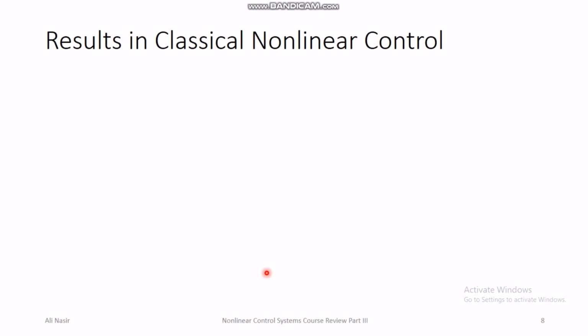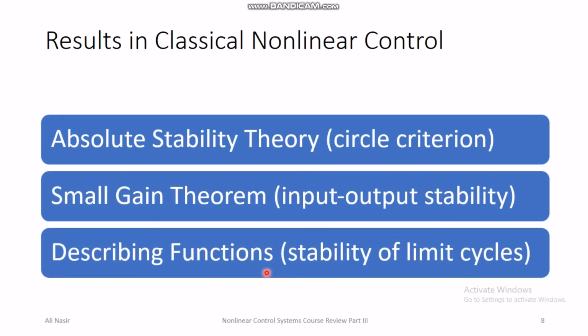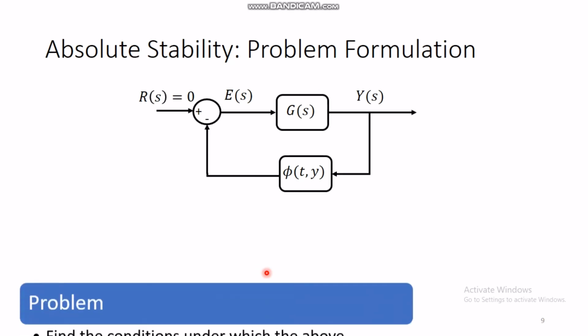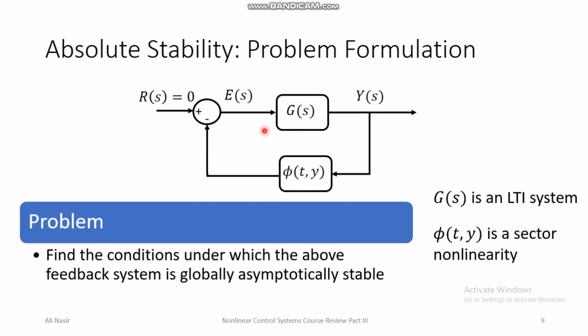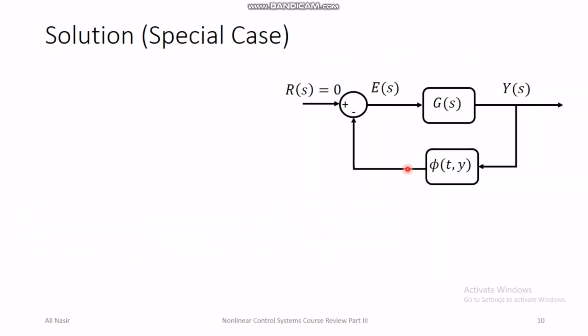Then we looked at the results in classical nonlinear control systems theory. We looked at the absolute stability problem, which is a problem where an LTI system has a sector nonlinearity in its feedback, and we are trying to determine the conditions under which this whole system is globally asymptotically stable. So for LTI systems, asymptotic and exponential stability are the same.